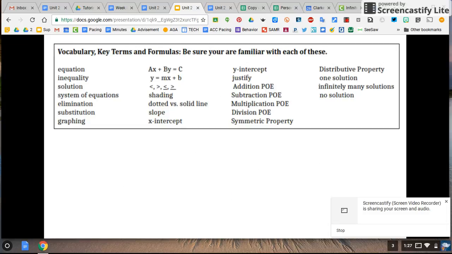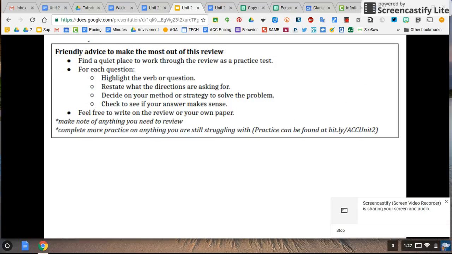Also, please make sure that you know these key terms and formulas. Make sure you know what they mean, how to find them, and how to use them. And lastly, as you're doing this review, I want you to find a quiet place to work, and you do everything that you can first.